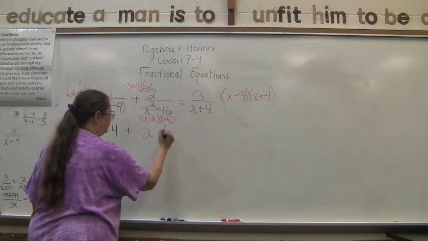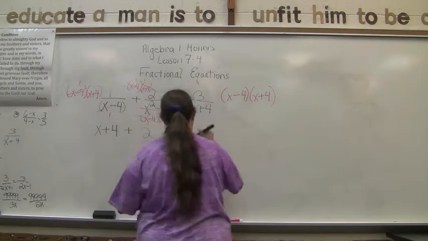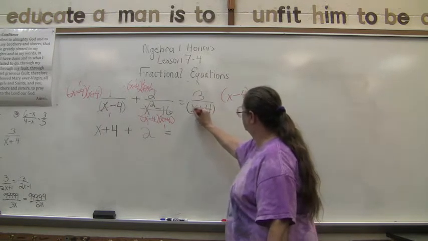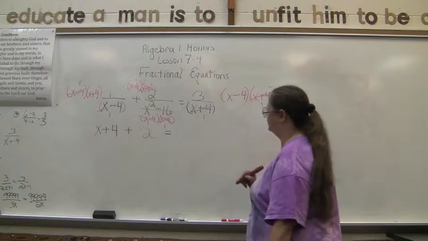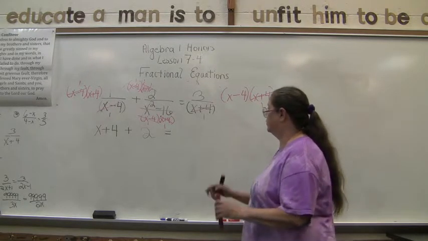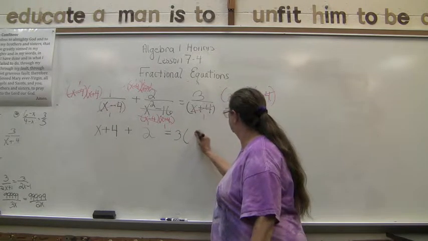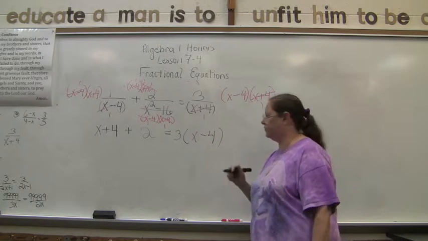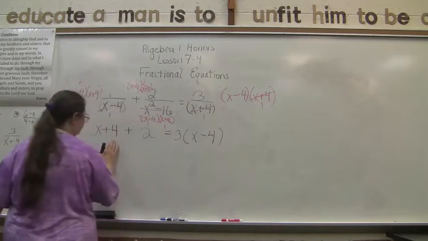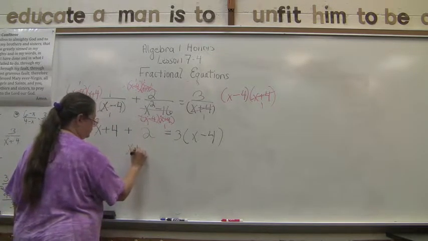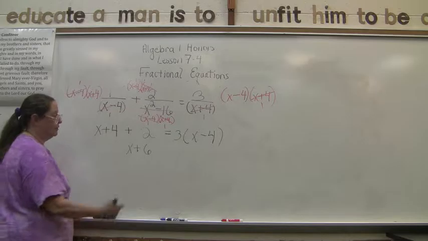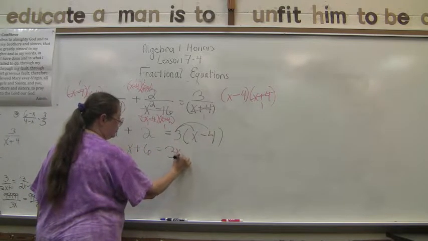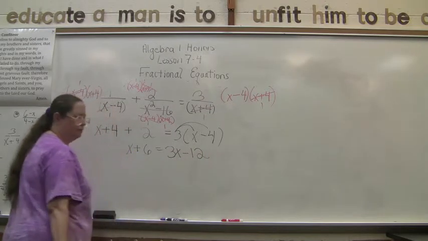Then over here, got an x plus 4 and an x plus 4 up here, so they're going to cancel. And I'm left with 3 times x minus 4. Now we have to simplify. X plus 4 plus 2 is x plus 6. Then distribute my 3 over here. I get 3x minus 12.